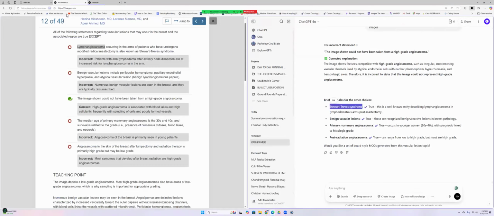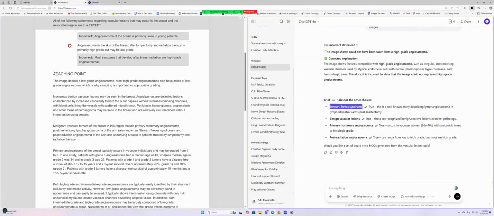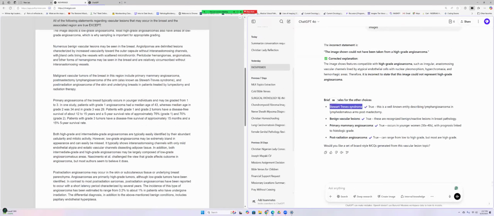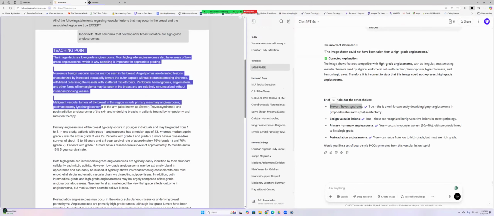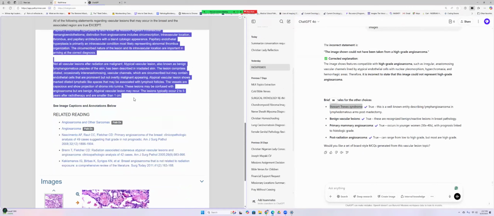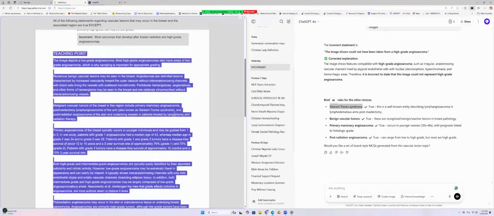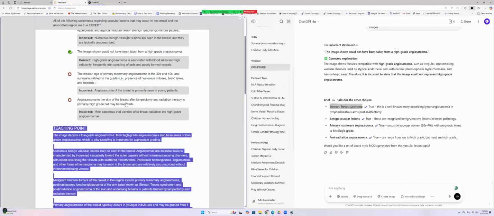Okay, while you are wasting time here, let's quickly review our points here. The last point was actually about angiosarcoma in the skin of the breast after lumpectomy and radiation therapy is primarily high grade, but may be low grade. That's actually a true statement.